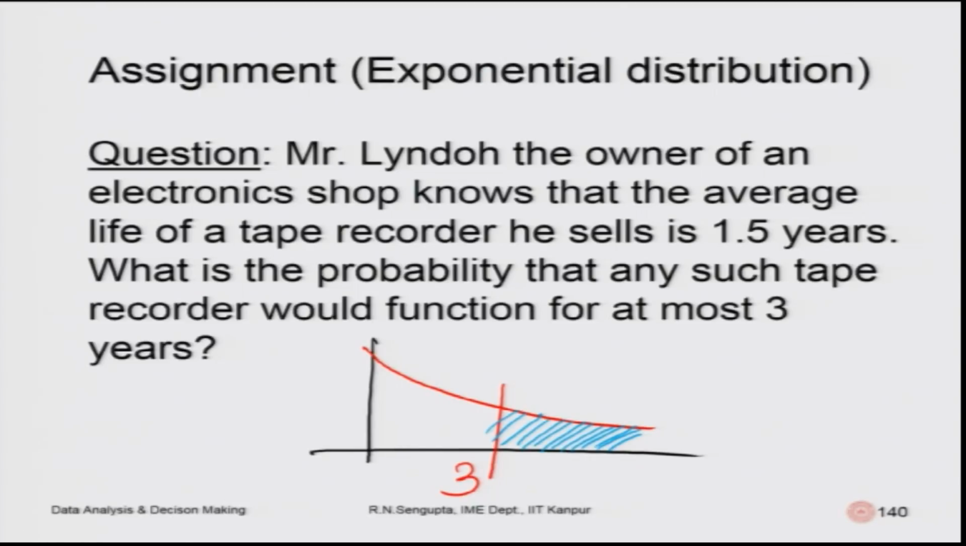So, we want to find out what is the probability that any such tape recorder would function for at most 3 years. My apologies, I did not read it properly. At most 3 years would basically be on the left hand side, so maximum 3. In that case, let me erase it so it will be easier not to be confused. Yeah, so in that case I use the pen. So, this is the probability.